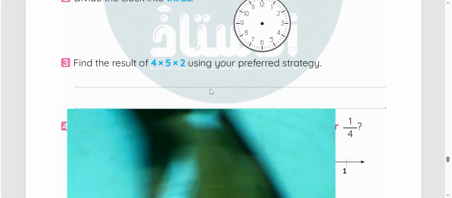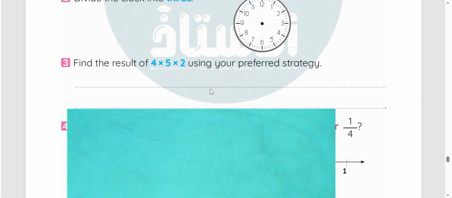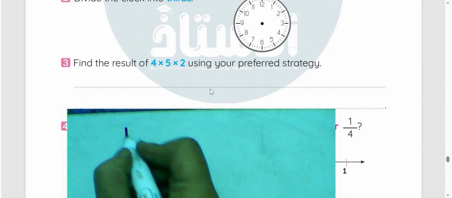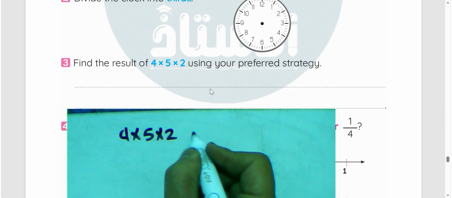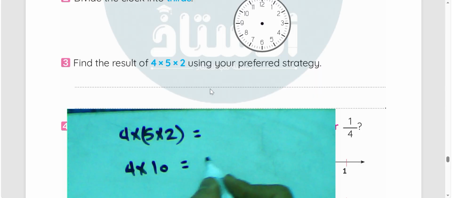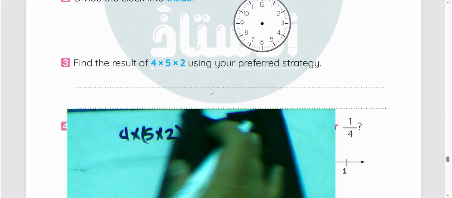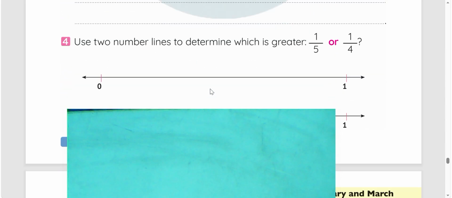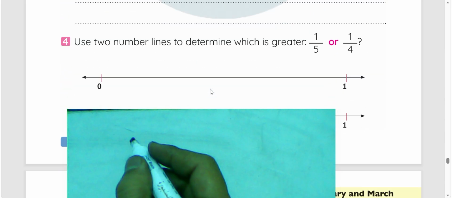Find the result using a preferred strategy. We can use commutative and associative properties. 4 product by 5 product by 2. Write brackets here, and then write 4 product 5, 2 times 5 equals 10. 10 times 4 is 40. And the answer here will be 40. Next question. Use the number line to determine which is greater, 1 over 5 or 1 over 4.